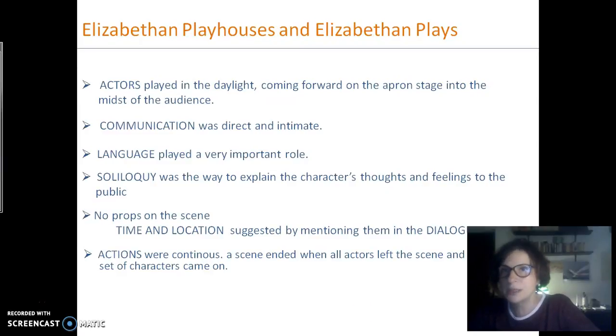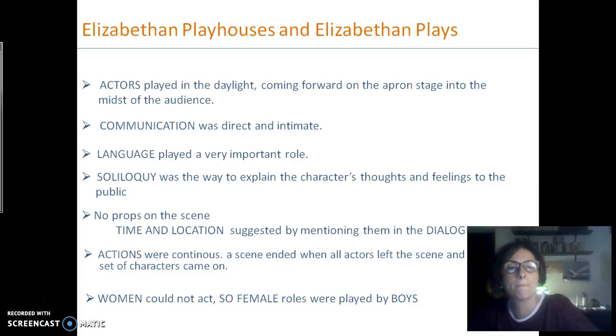The action, as there was no curtain, was continuous, and the scene ended when all the actors left the stage and the other set of characters came on. And, well, sadly enough, women could not act, and so female roles were played by boys. Strange enough, isn't it?